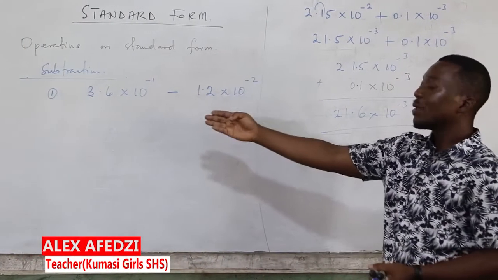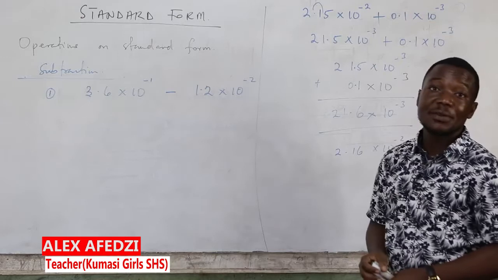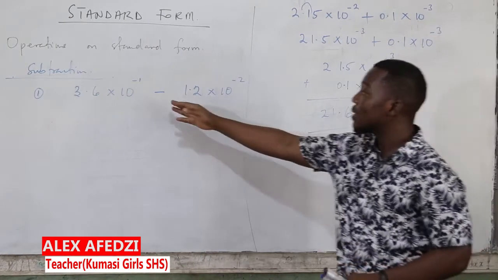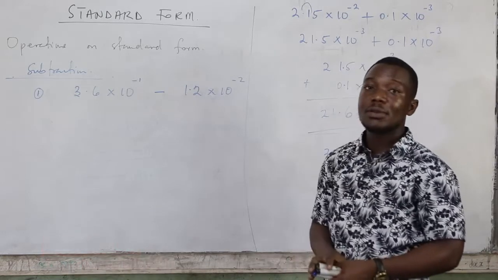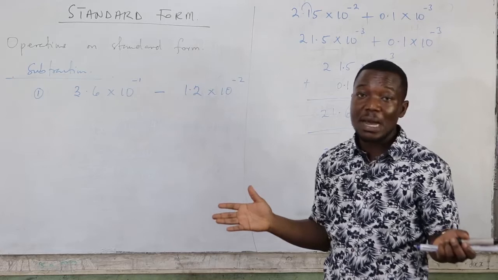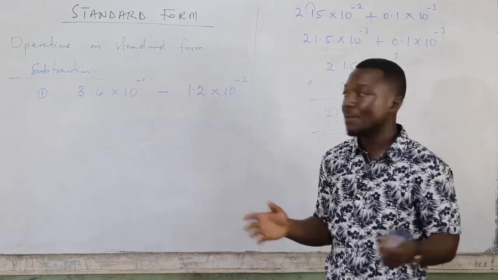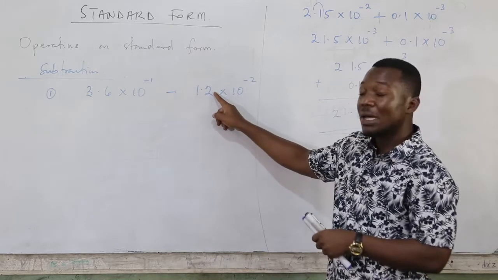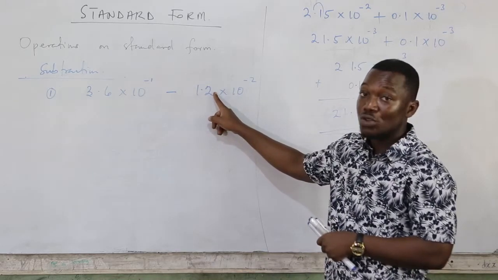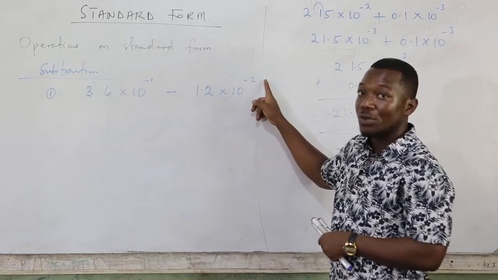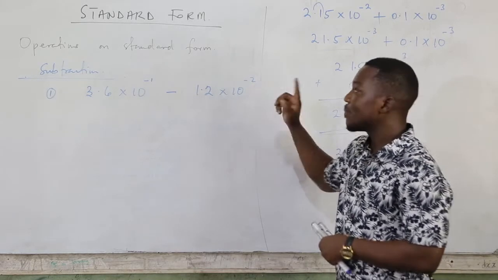So here we have 3.6 times 10 raised to the power negative 1 minus 1.2 times 10 raised to the power minus 2. We have another case. The 10 raised to the power are different, so we are going to make them the same. Now I said, if you move this number here, it will appear bigger. It's going to be 12. Now if it appears bigger, it means it was a lie. So this one is going to reduce to minus 3.